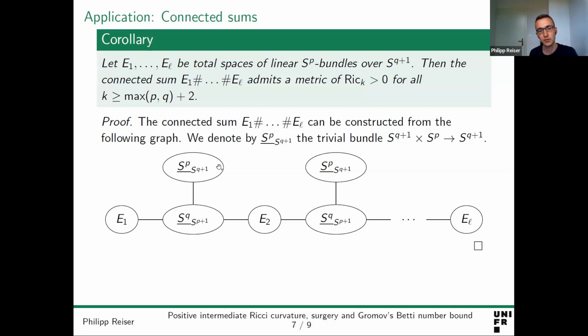So it's not hard to show that a piece like this with these two trivial bundles just gives the standard sphere. And then one can use this to show that inserting these pieces has the effect of a connected sum operation of these bundles. And then by the theorem from before, we get a metric of positive Ricci K on this connected sum.